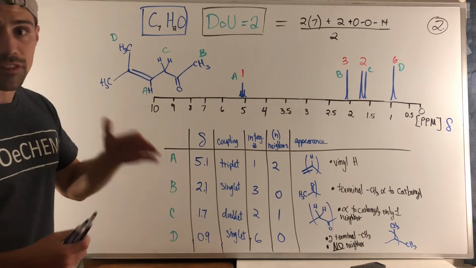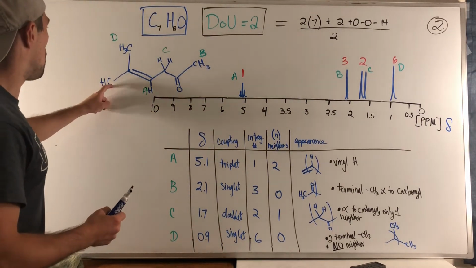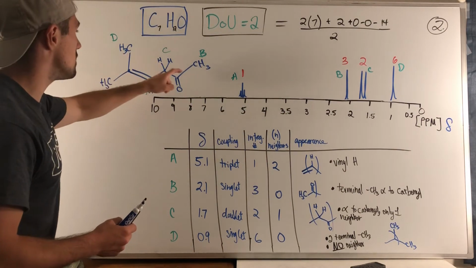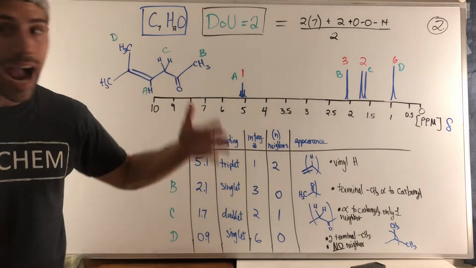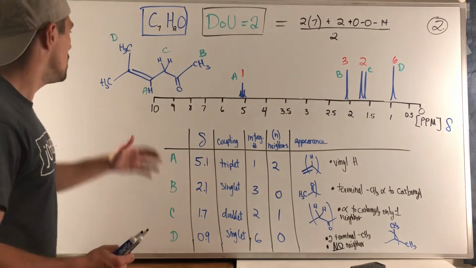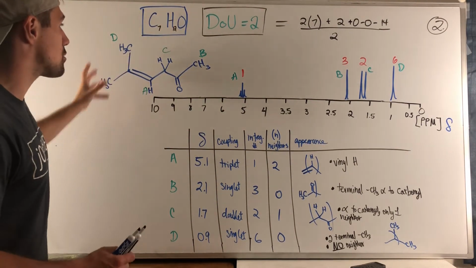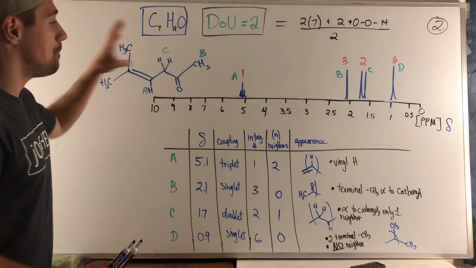So let me make sure I've stayed within my molecular formula. 1, 2, 3, 4, 5, 6, 7. 2 degrees of unsaturation, so the hydrogens will work themselves out. Not only did we get our degrees of unsaturation, but we got everything we needed.